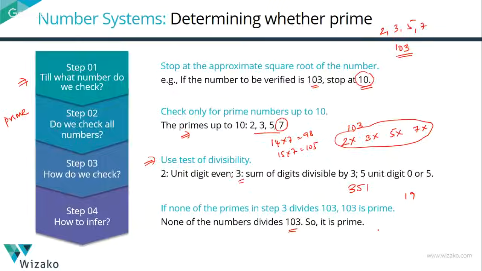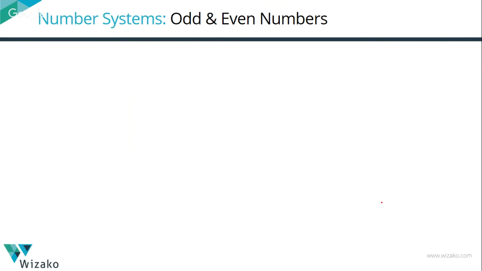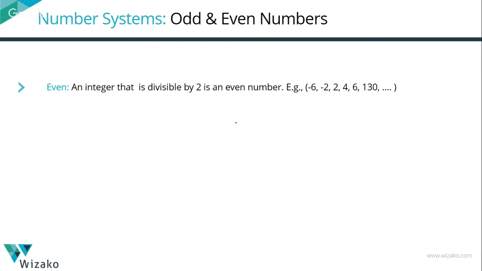Moving on from prime numbers to odd and even numbers. Know the definition of it. Again, let's get clarity on it. Let's have a crystal clear definition. What is an even number? An integer that is divisible by 2 is an even number. -6 is even, -2 is even. There are negative even numbers. And positive numbers, obviously these are all even numbers.